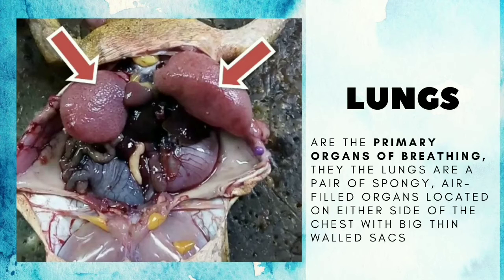The lungs are a pair of spongy air-filled organs located on either side of the chest with big, thin-walled sacs.